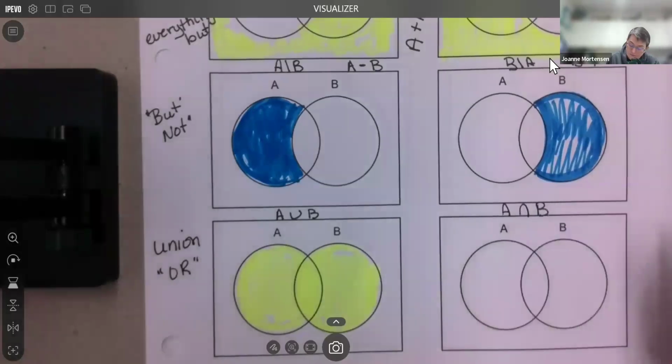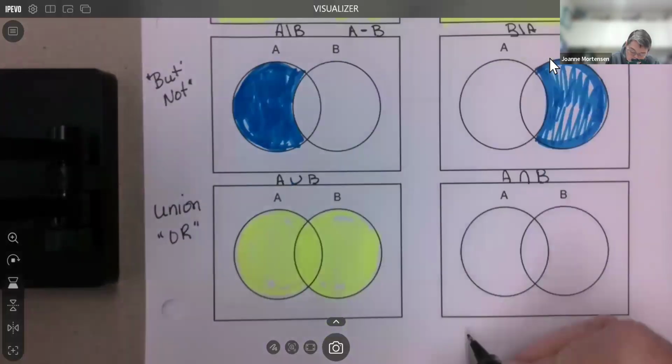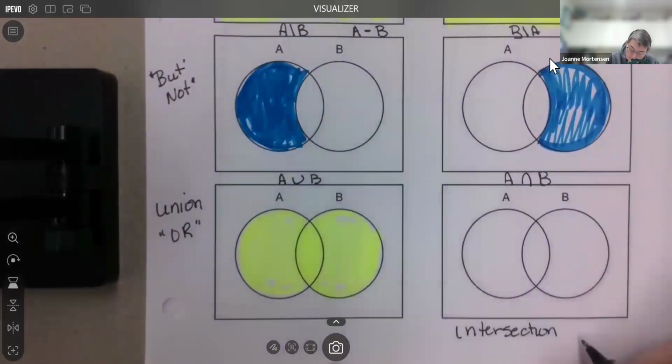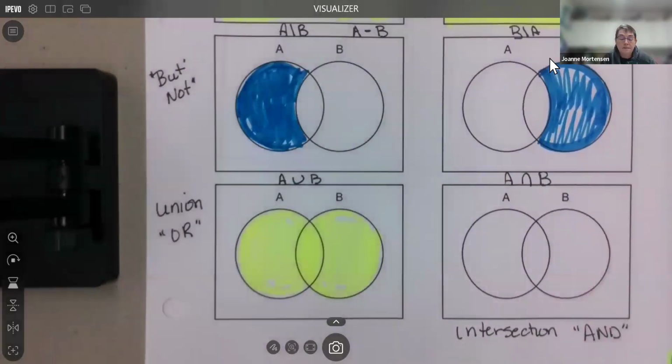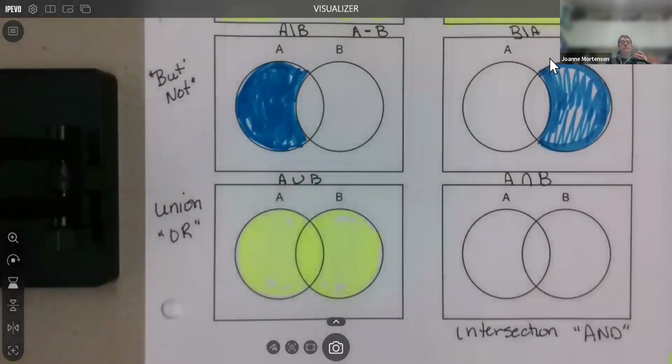And intersection, that's "and." I'm going to try something here. I don't know if it's going to work. If this part works, I will make some of these handy dandy overhead doodads for you.